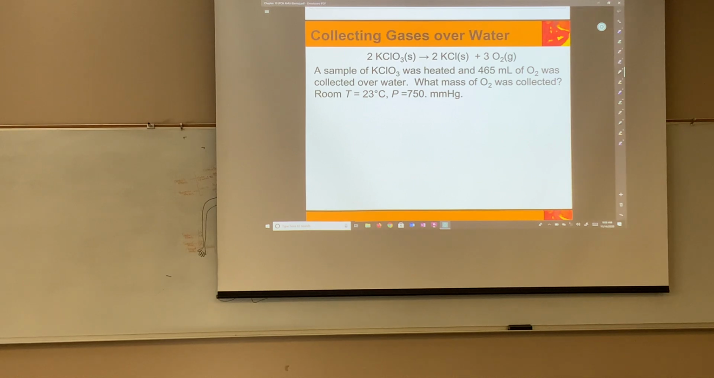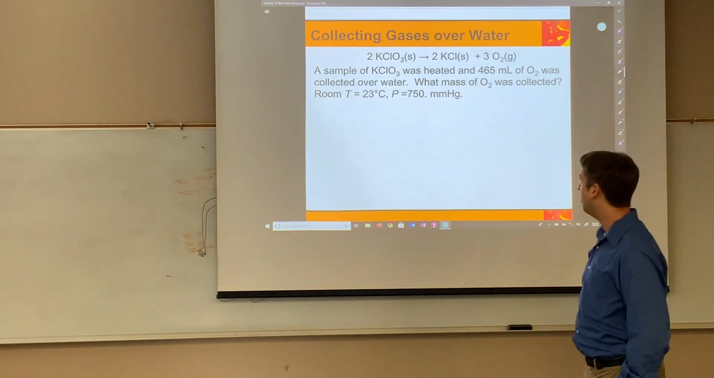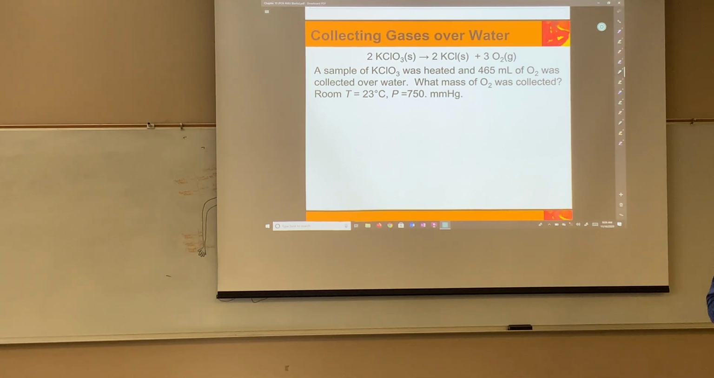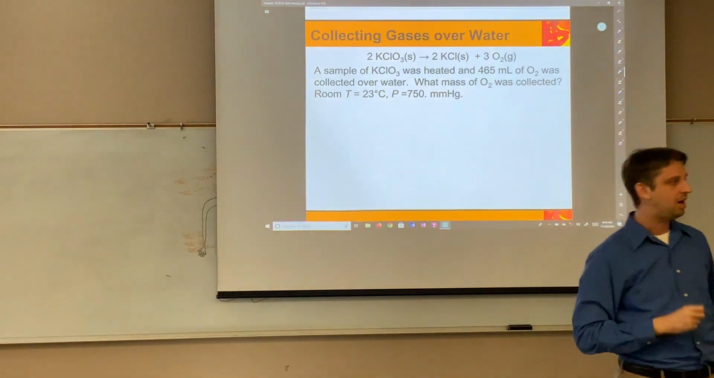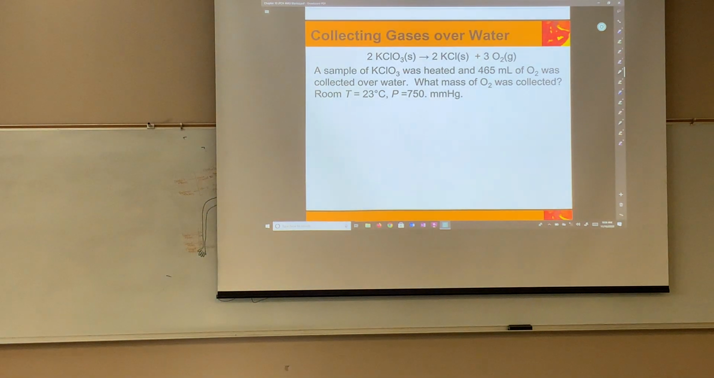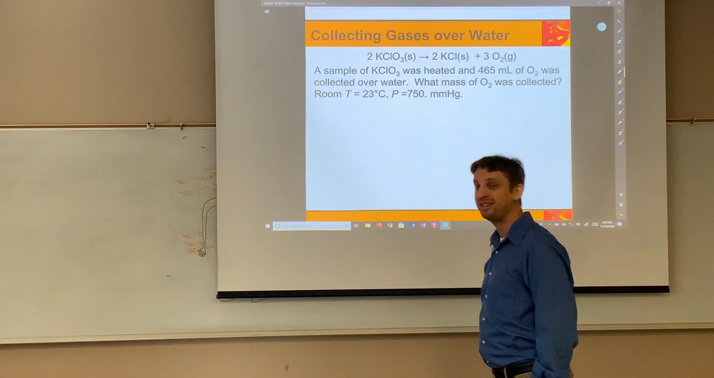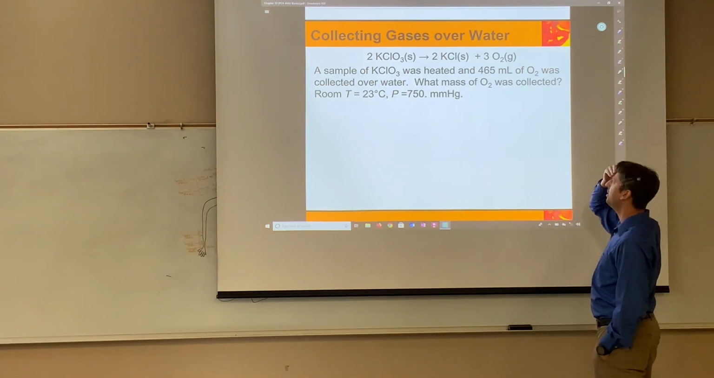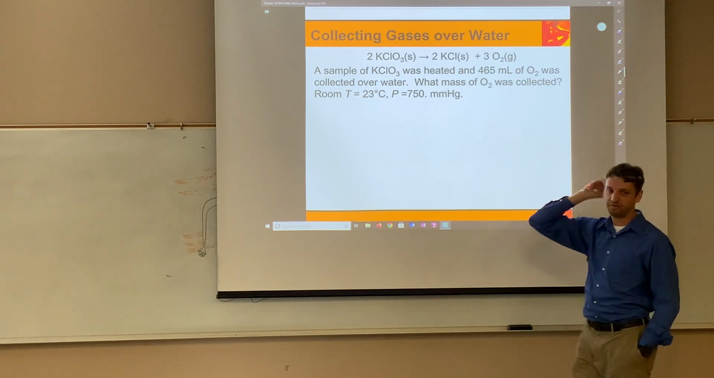Okay, so anyway, we used to do this experiment in the lab. You could trap oxygen and see the different colors that it could burn with different stuff in there. But anyway, we take some potassium chlorate and heat it up, and 465 milliliters of oxygen was collected over water. Right, so there's the key to look for in these types of problems, okay? If they say something's collected over water, then we know we're going to have to look up the partial pressure of water at the temperature that we're collecting it, okay? So it says what mass of O2 was collected, and it gives us the temperature and the pressure, okay?